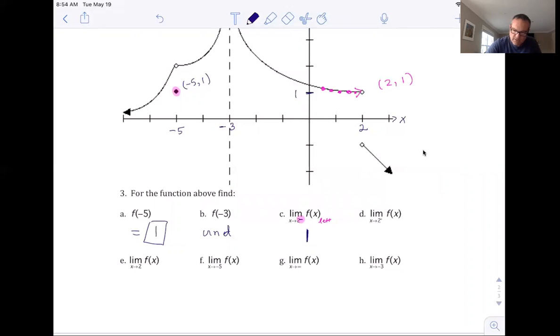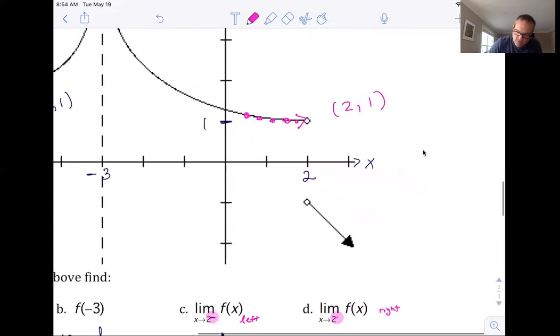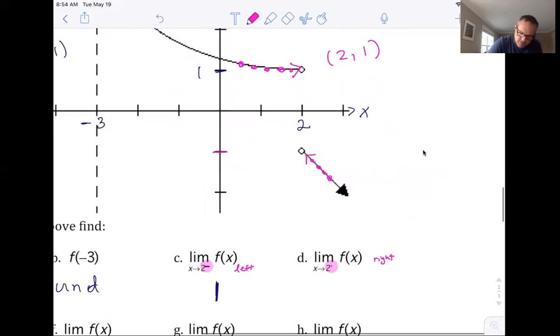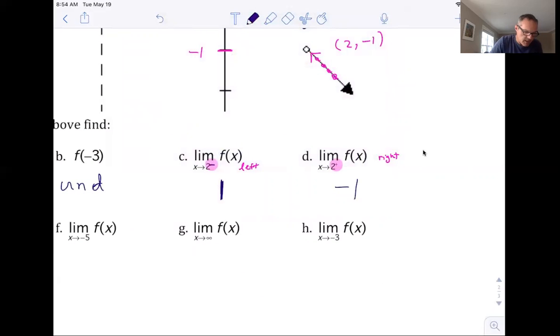Of course, what do you think they're going to ask next? Hey, they're going to say, well, what about the right side? I want the right-hand limit there, the right side of 2. So go to x equals 2, but now I'm looking at the right side. And I cruise in here. What am I getting close to? I'm getting close to this here, -1. There's the point 2, -1. So the y coordinate there, the limit there would be -1.